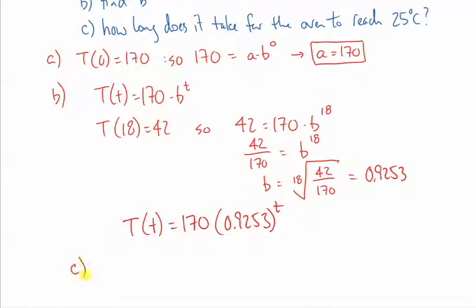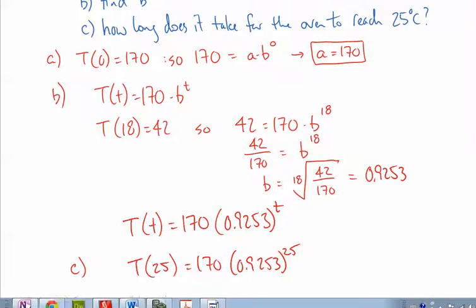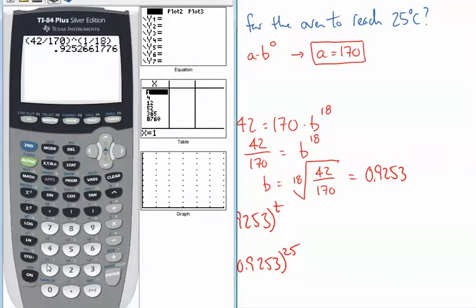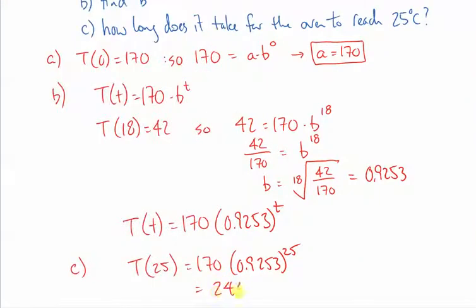So part C says, how long does it take for the oven to reach 25 Celsius? Well, that's just a substitution into the equation that we've just created of 25 for the exponent. And we'll use our calculator and figure that out. So 170 bracket. Now, the base is right there, so I'm going to just go answer and reference what's already in my calculator. Then it's not rounded. And I get 24.4 minutes. Alright, that's a cooling problem.